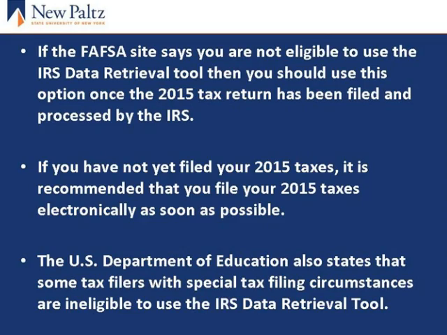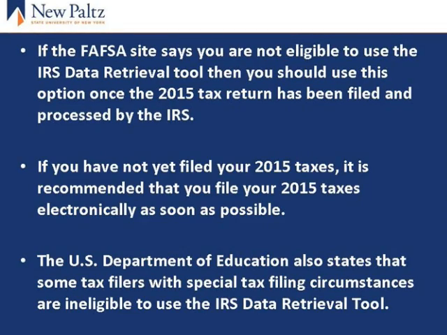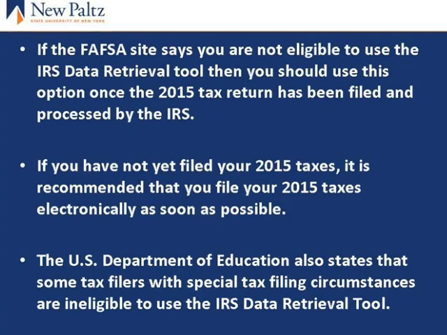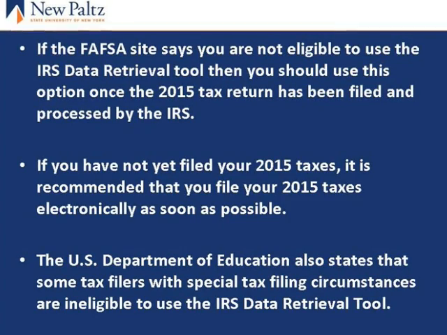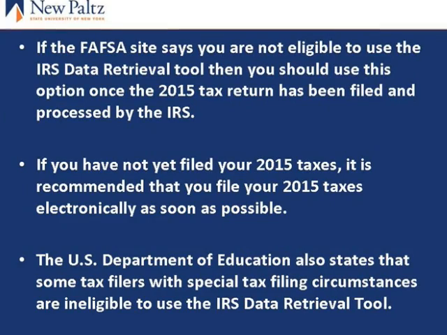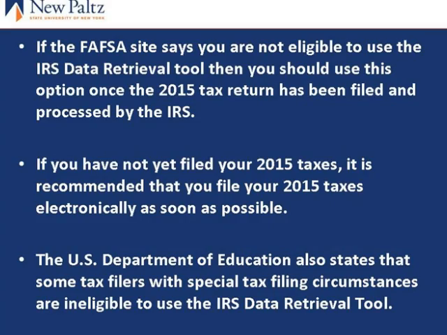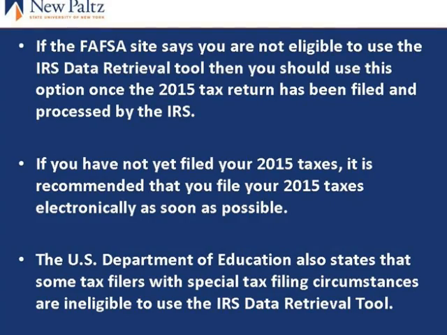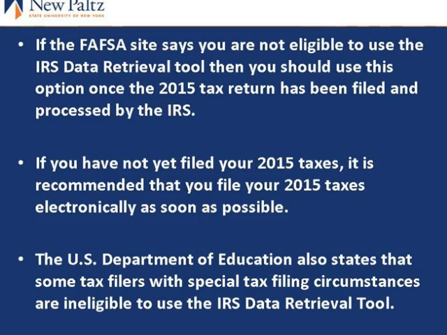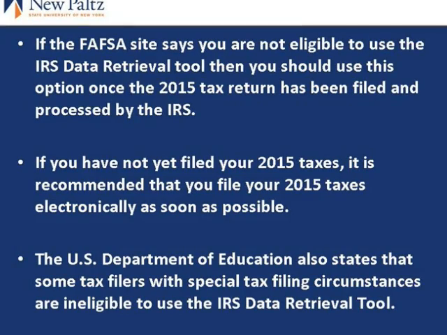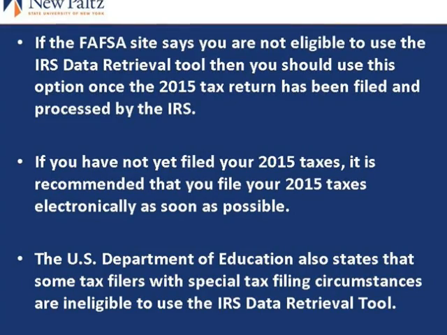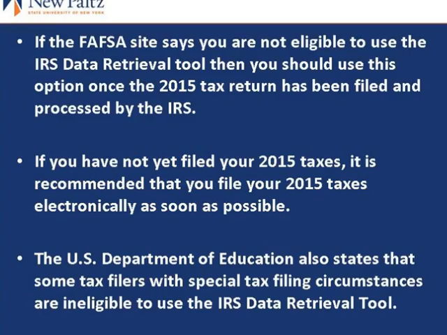FAFSA on the web applicants may find that their IRS data is not available yet based on when and how they filed their income tax returns. For applicants who file their tax returns electronically, information from their 2015 tax returns will be available through the IRS data retrieval tool process in approximately 2 to 3 weeks. For applicants who file paper tax returns, it takes within 6 to 8 weeks for information to be available through the IRS data retrieval process. The U.S. Department of Education also states that some tax filers with special tax filing circumstances are ineligible to use the IRS data retrieval process.